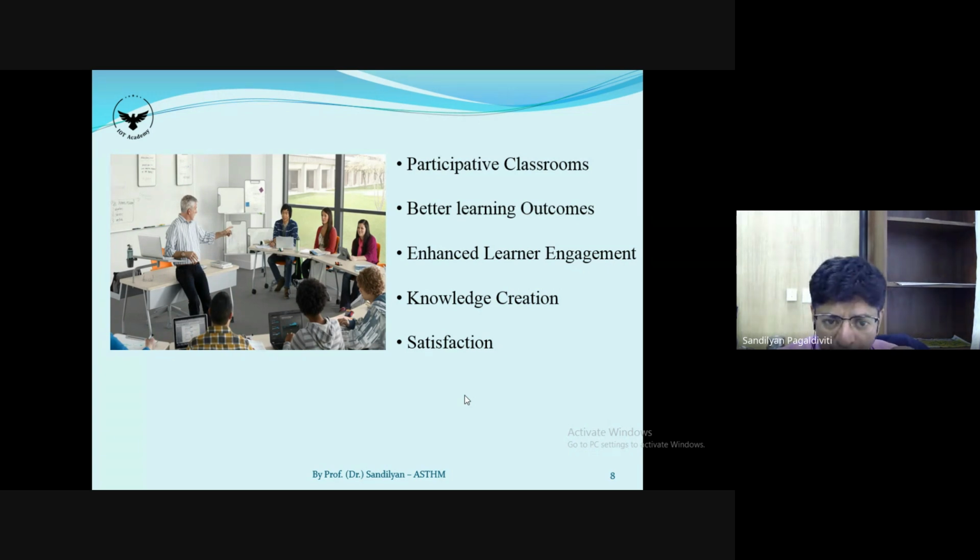Engagement of the students will be very high. They will be keen and interested to participate. There will be knowledge creation in the classroom, not just knowledge dissemination, but knowledge creation. And when you are able to achieve that, you will definitely have a lot of satisfaction in the effort that you have put.